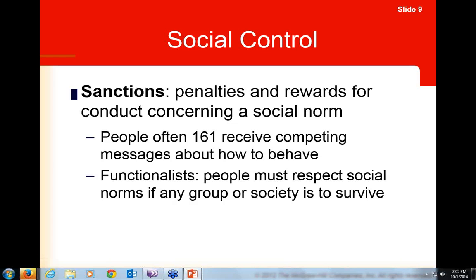So when we look at the idea of social control, formal social control, our legal system, rests upon the foundation of informal social control, the way that we're socialized into the belief that we should obey laws.